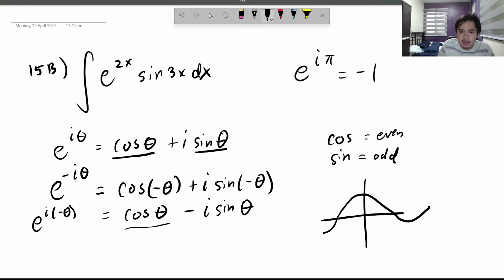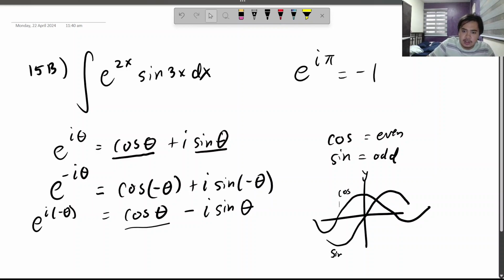It's symmetric around the y-axis. Therefore, cosine is an even function. Whereas sine would look like this. So sine, and let's label this. Sine is an odd function because it is not symmetric. In fact, it's anti-symmetric. If you make the input negative, the output would also be negative.